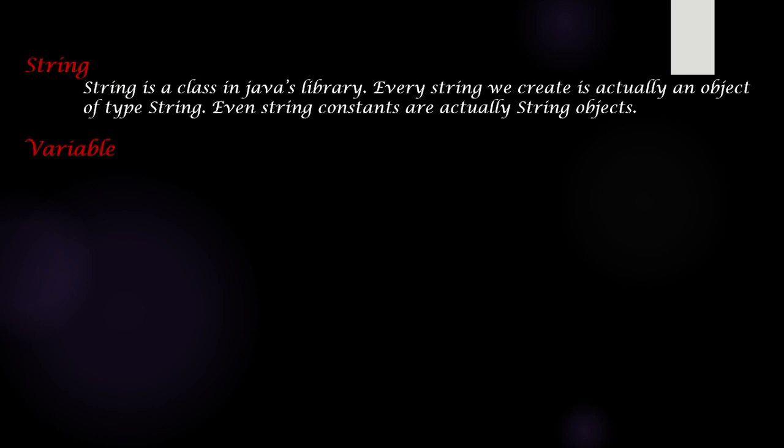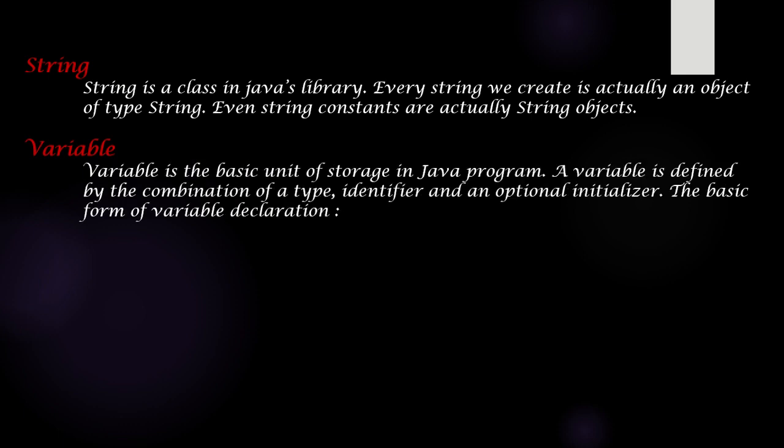Now, variable. What are variables? A variable is a basic unit of storage in a Java program. A variable is defined by the combination of its type and identifier. What is identifier? Just now we had the information that identifier refers to the naming conventions. So a variable is a combination of type, identifier, and you may or may not have an initializer. Initializer here means the initial value.